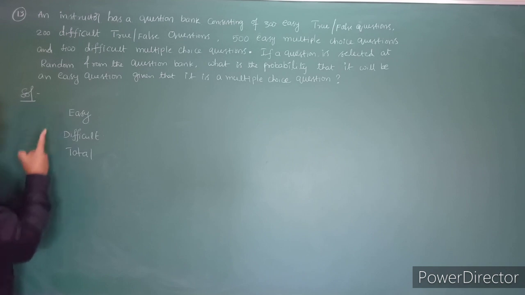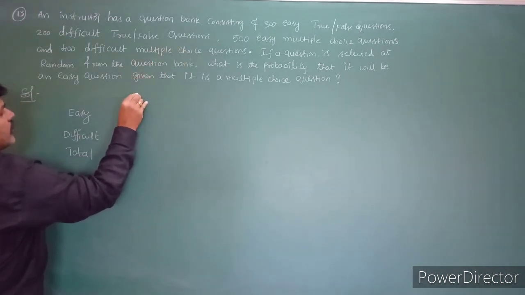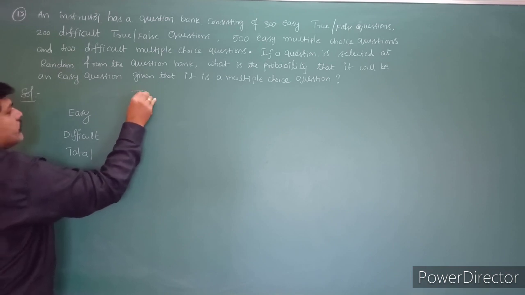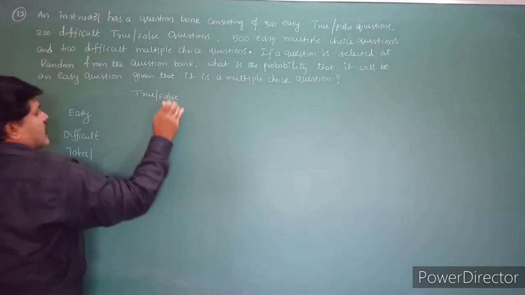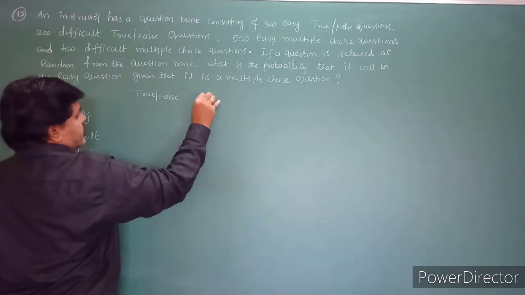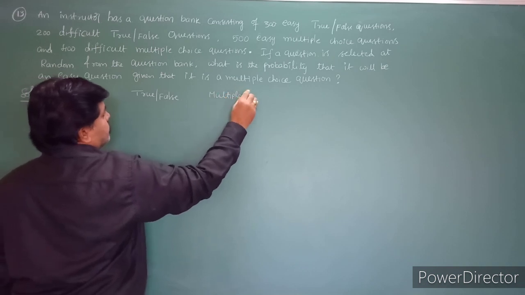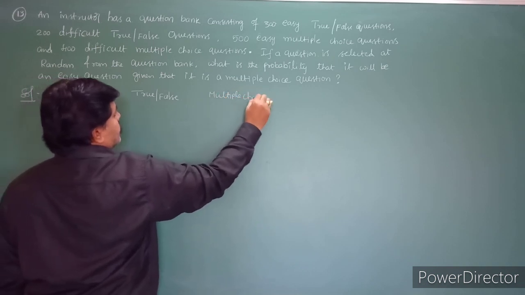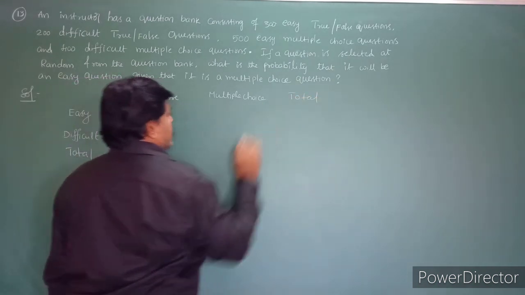So in that one, easy and difficult questions are there. And also, the question types are, first one is true or false type questions. Next one is the multiple choice questions. Next one is the total questions here.